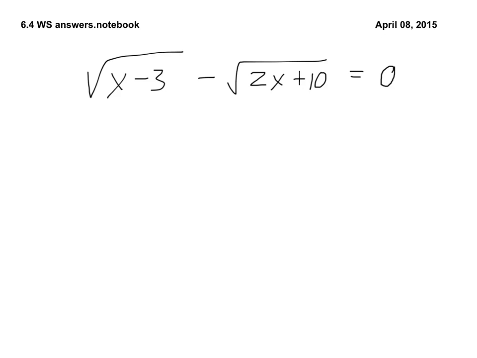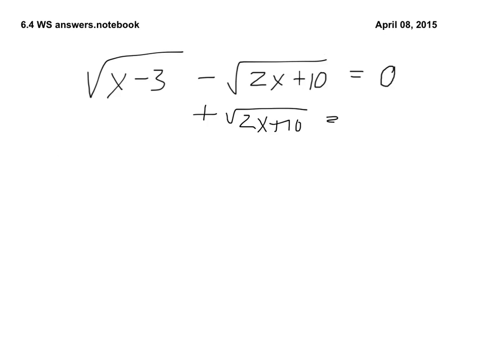Well, it actually involves moving this to the other side of the equation, so then we'll end up having a square root equal to another square root. This isn't quite as easy to work with as the smartboard, but we're going to take this square root of 2x plus 10, and we're going to move it to the other side by adding it. We're going to add the square root of 2x plus 10.